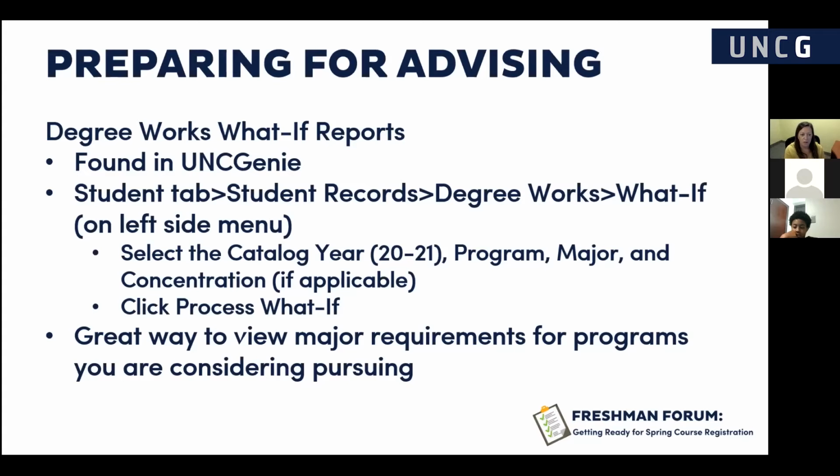You'll navigate there. So click the student tab, the student records, degree works, and then you'll click on what if on the left side menu. Once you're there, you'll select the catalog year, the program, the major, and the concentration if one exists. And then you'll click process what if. This is a great way to view major requirements for programs that you are considering, and you can see how your credits and current registration might apply to a major that is on your list of considerations.